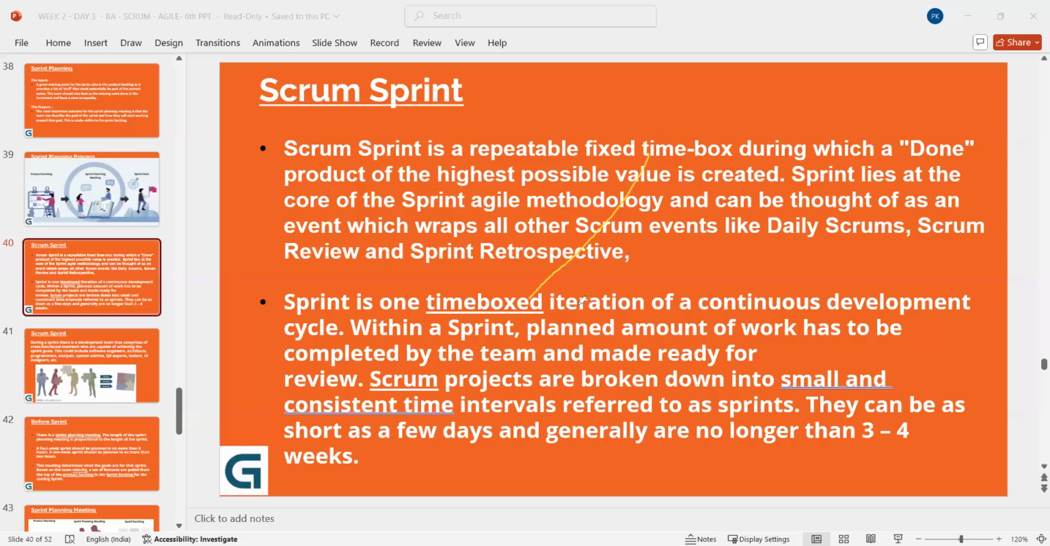So time-boxed iteration is the same. Next is of a continuous development cycle. Then this is an important point, where we are saying that the development that we are doing is continuous, is going to happen again and again, right? So the development that is happening is continuous.